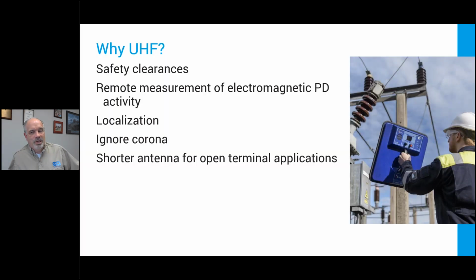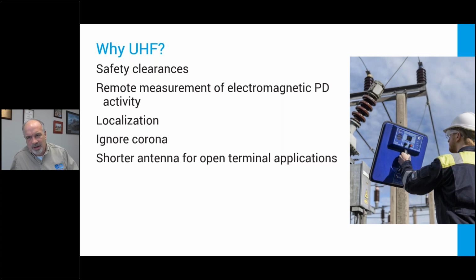Lastly, we'll talk about UHF. So why are we measuring with UHF? It's radio waves. We can do it from a distance. We can stay back from the electrical insulation. Maybe it's like this picture here. We've got insulators that are not in a metal box, so we can't measure TeV. So if they had internal discharge, we couldn't use ultrasonic.